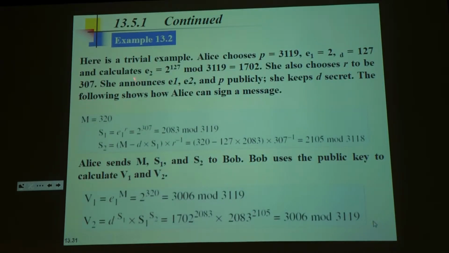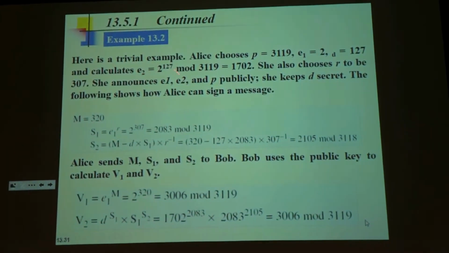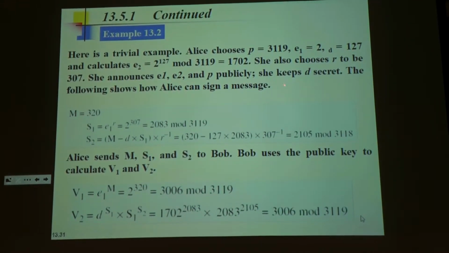So in here is a trivial example. Alice chooses P, this value, E1, this value, D is this value, and calculates E2, this value, according to the rule of ElGamal. She also chooses R. Remember that in ElGamal you have to use a random number. The sender has used a random number, 307. She will announce E1, E2, and P public. She keeps D as a secret. The following shows how Alice can sign a message. So the message is 320.